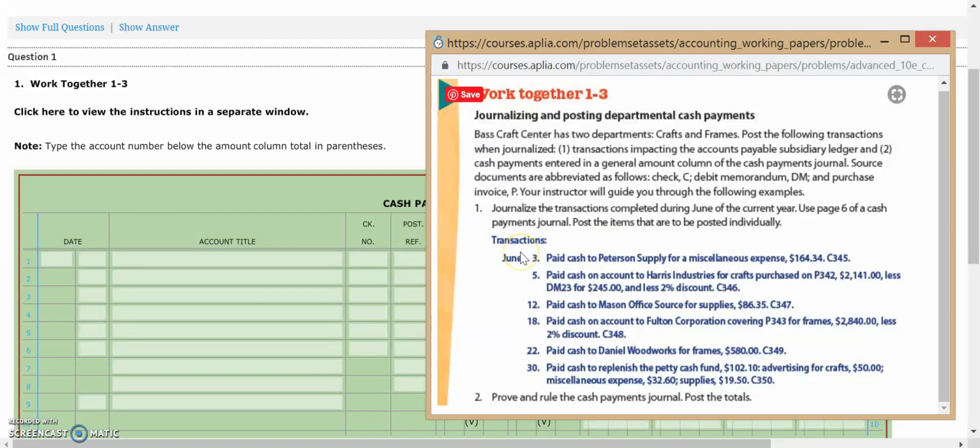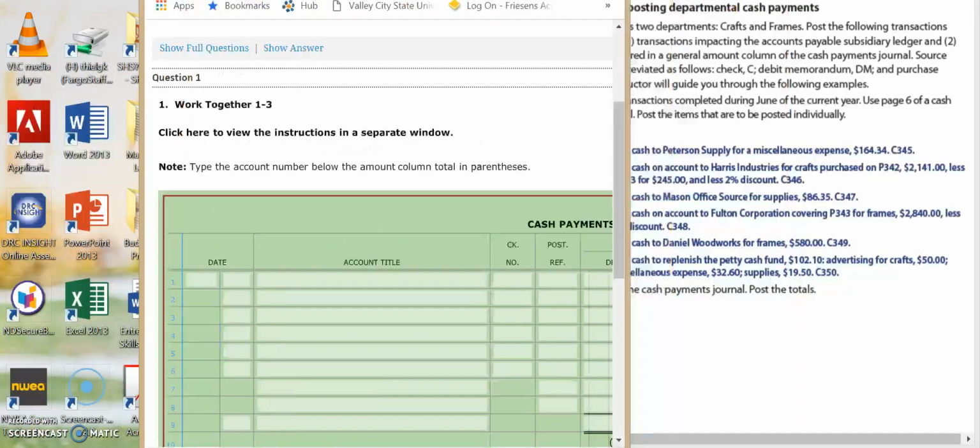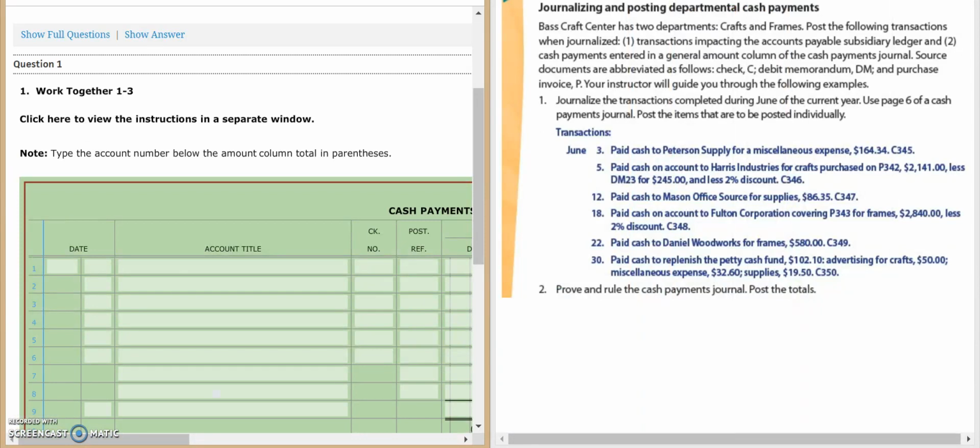So on June 3rd, it said we paid cash to Peterson Supply for a miscellaneous expense. I'm actually going to see if I can do this. See if this helps a little bit. I don't know. We're just going to kind of wing it here.